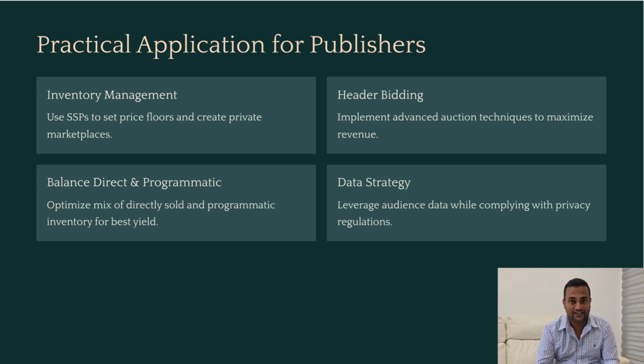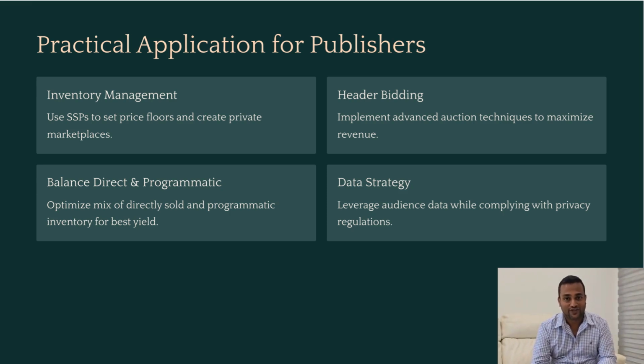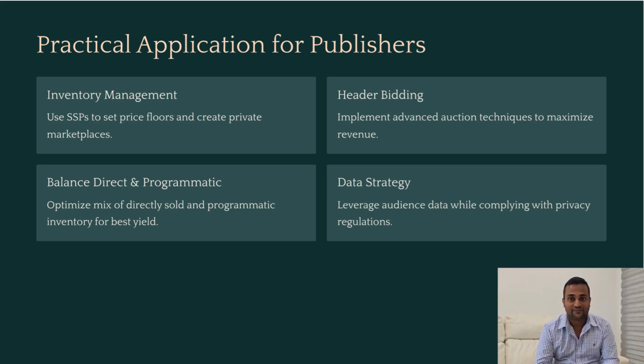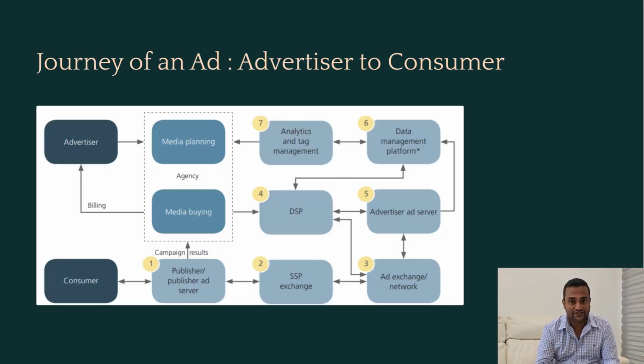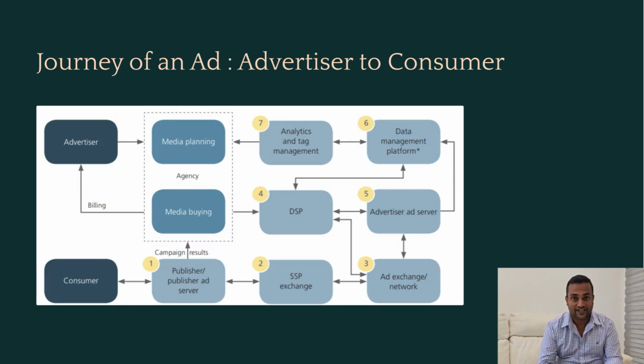Ad networks aggregate unsold inventory from multiple publishers and offer it to advertisers as a package, often at a lower cost. The tactical approach also involves understanding the flow of data and decision-making in the ad tech ecosystem. This includes grasping concepts like real-time bidding, RTB, which allows for impression-by-impression purchasing of ad inventory. It's important to recognize how each component in the ecosystem communicates and interacts with others to facilitate ad delivery.